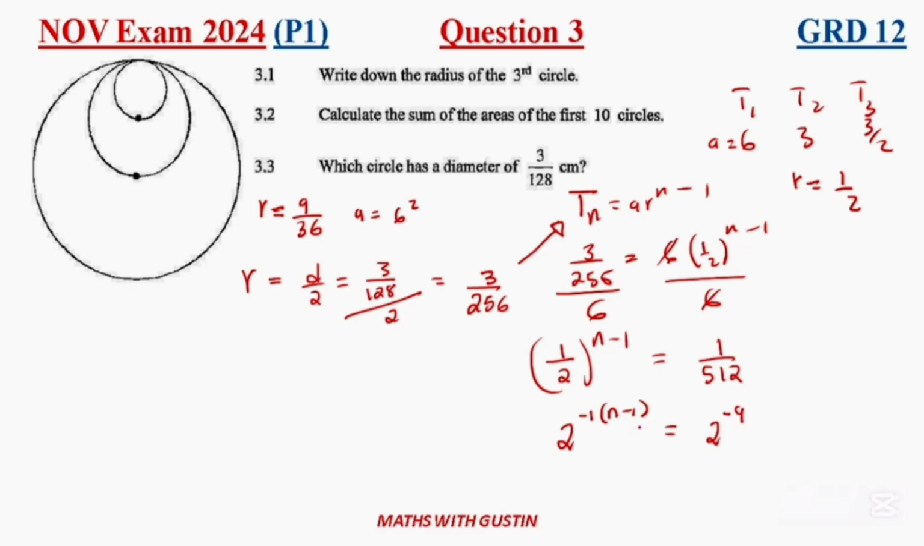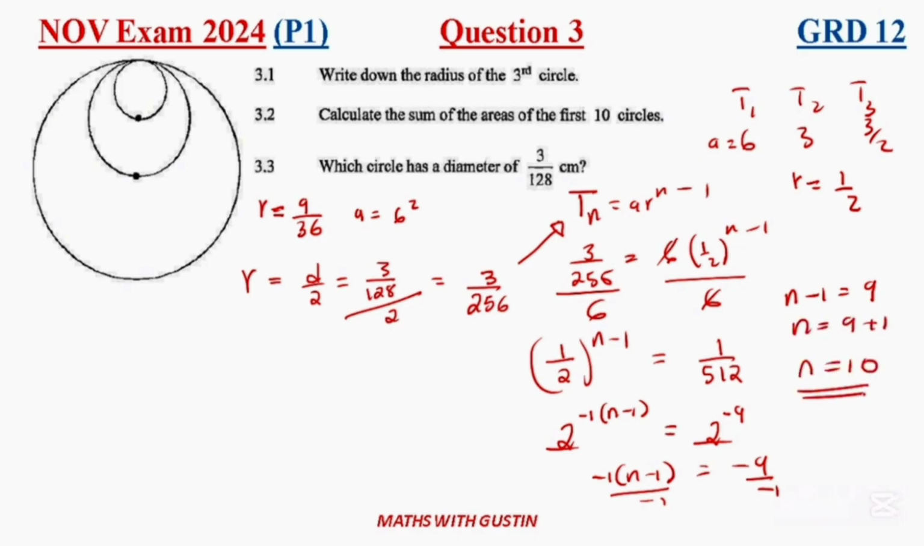Right, so here the bases are the same, therefore the exponents should also be equal. So minus (n minus 1) is equal to minus 9. Divide both sides by minus 1. You're going to be left with n minus 1 is equal to 9. Therefore you take 1 that side, and it's equal to 9 plus 1, which gives us n is equal to 10. Right, and that's how you would deal with a question like this one, guys.